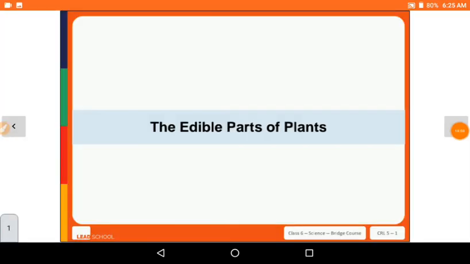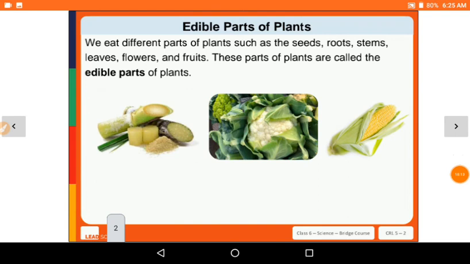As we already know, there are different parts of a plant, and some parts we can eat and some we can't eat. Now let's see the edible parts of plants. We eat different parts of plants such as seed, root, stem, leaves, flower and fruit. These parts of plants are called edible parts of plants.